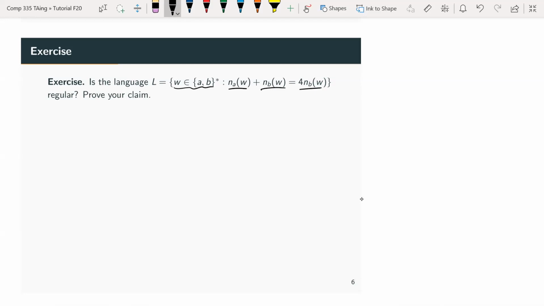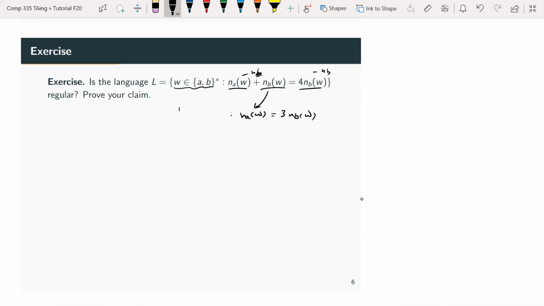So this might seem very scary at first, but what you can do, and you're allowed to do this, is take this equation and subtract NB on both sides, and now you'll just get that NA is equal to 3 times NB. In other words, the number of A's should be thrice the number of B's, okay?